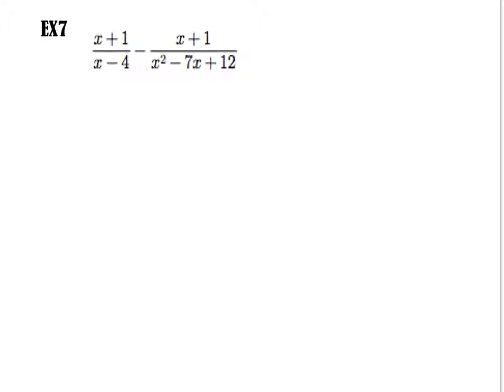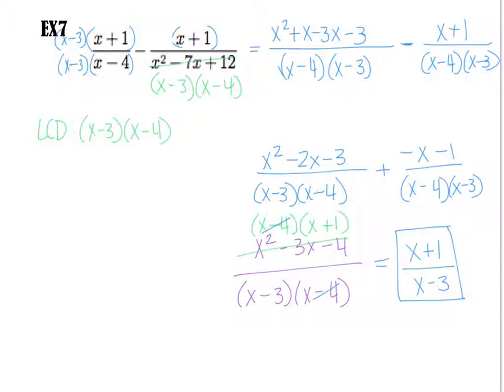All right, again, I'd like you to pause the video, try this problem, see as far as you can go. All right, so when I solved this one out, I ended up with x plus 1 over x minus 3. So if you got that, you can move on. If you didn't, then I'll explain it now.